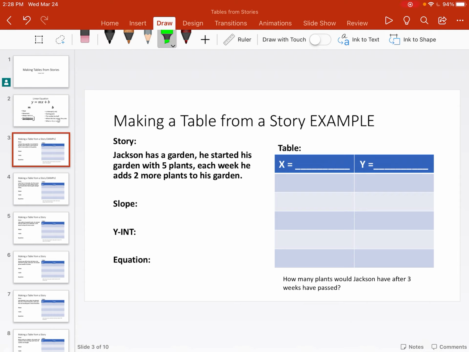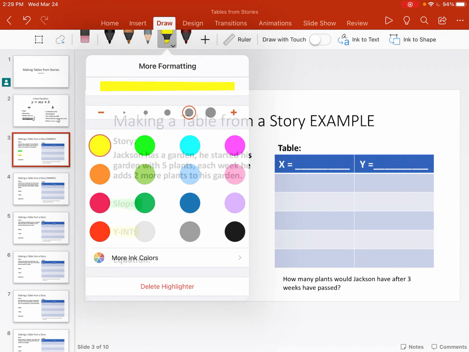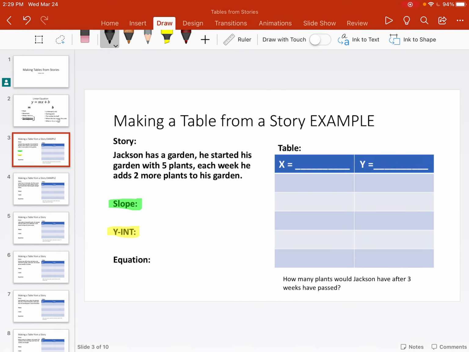So we have our story. Again, we need to find two key pieces of information. We need a slope and we need a y-intercept from our story. So let's go ahead and identify what we can identify. And remember, if we think about it, our y-intercept was our starting point. And our slope is the change or the movement. So let's go ahead and find our slope and y-intercept. I'm going to keep my highlighter on yellow.